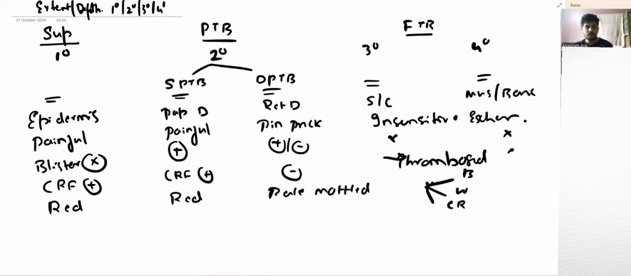Here, only the epidermis is involved, so it can heal spontaneously because of the rete ridges which are present, and that will help in the epithelialization. Now, this can also heal spontaneously. This can also heal spontaneously. This cannot. The third degree requires a graft. The fourth degree will require either a graft or a flap.